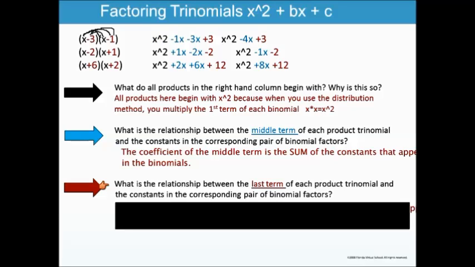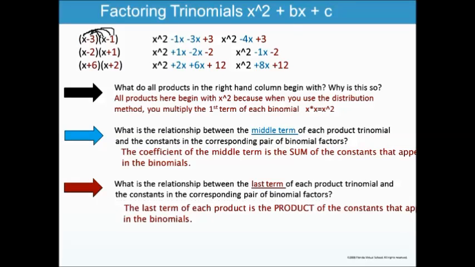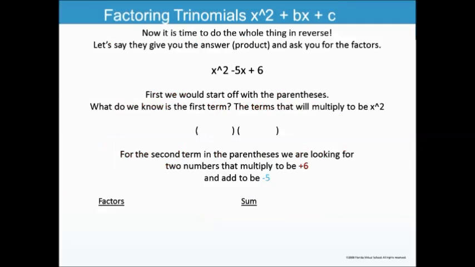Our last question asks, what is the relationship between the last term of each product trinomial and the constants in the corresponding pair of binomial factors? Our last term in this first example was a +3, and we got that by multiplying -3 times -1, giving me a +3. So the last term of each product is the product, meaning multiplication, of the constants that appear in the binomials.